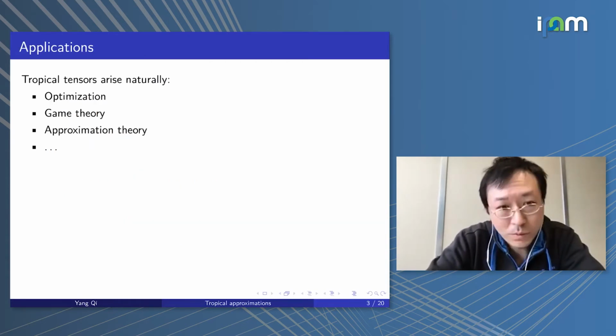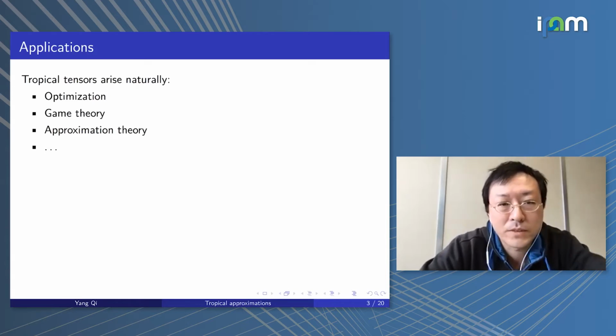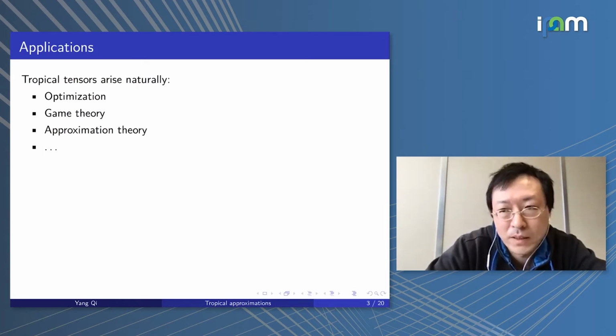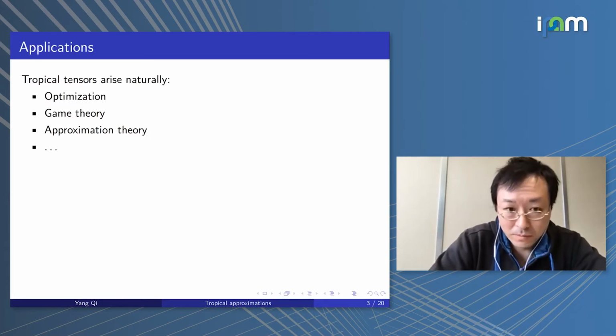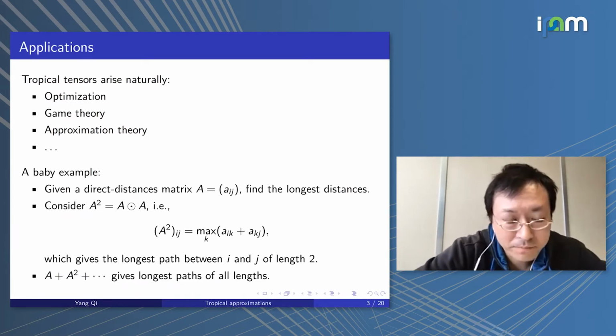Okay, so why do we care about tropical tensors? In fact, tropical tensors arise naturally in many areas like optimization, game theory, approximation theory, and so on. Maybe let's start from a baby example.